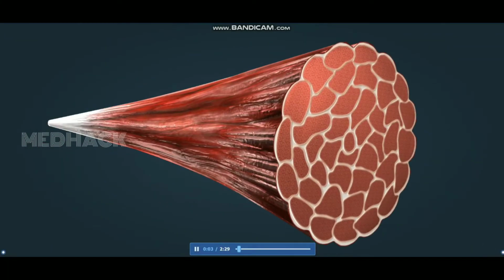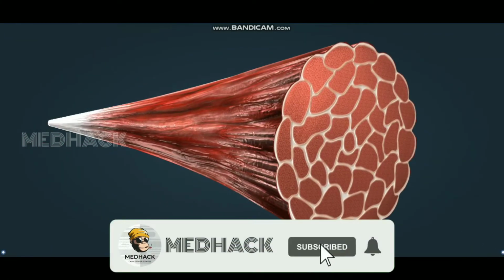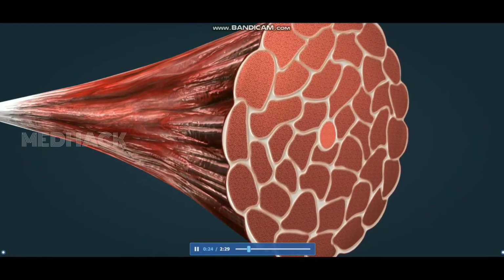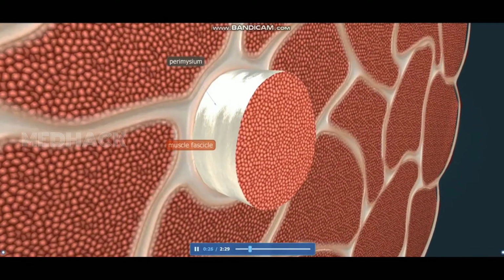Motion and movement result from the contraction and relaxation of skeletal muscles. Muscles are attached to the bones by tendons, tough bands of fibrous connective tissue. Muscles are covered with epimysium, a layer of connective tissue. Muscles are composed of fascicles, which are covered with perimysium, another layer of connective tissue.